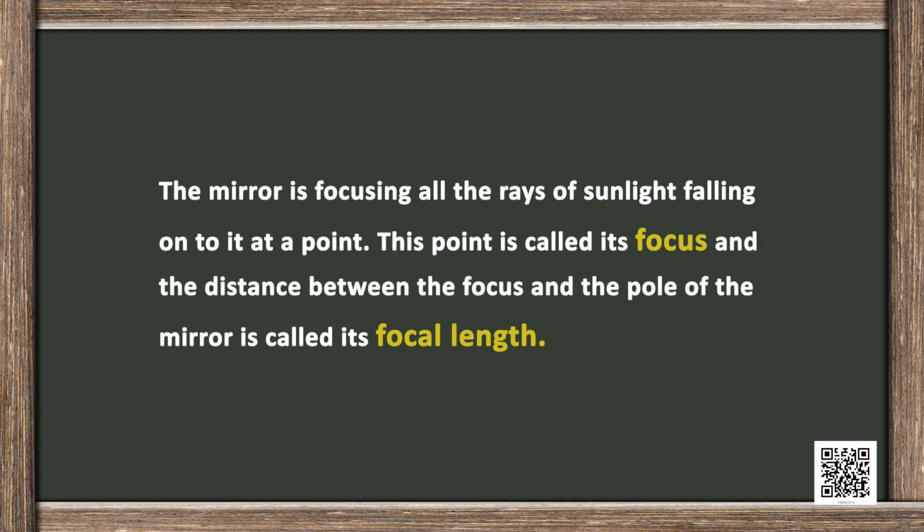This point is called its focus, and the distance between the focus and the pole of the mirror is called the focal length. Try focusing the image of a distant object like a building or a tree onto a wall. The distance between the mirror and the sharp image of the distant object is approximately its focal length. Let us try to understand this observation with the help of a ray diagram.